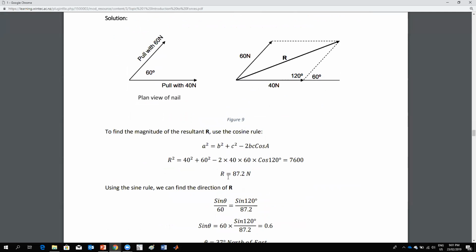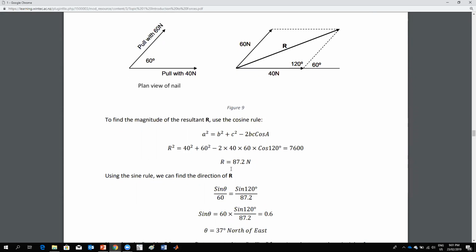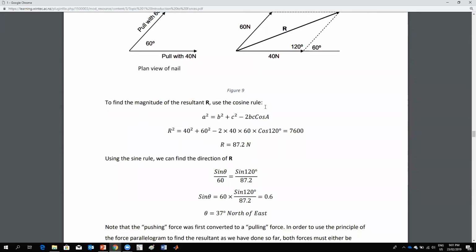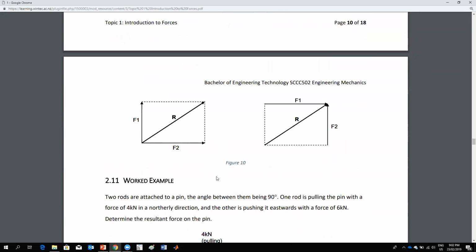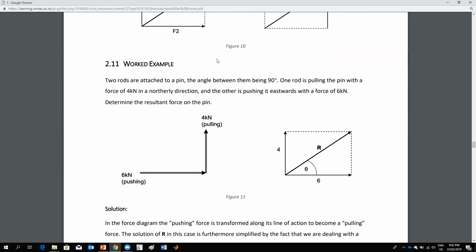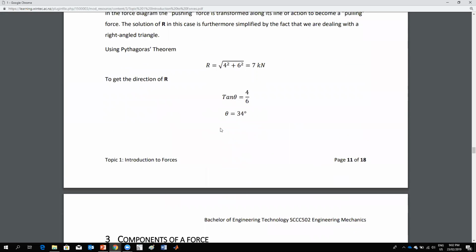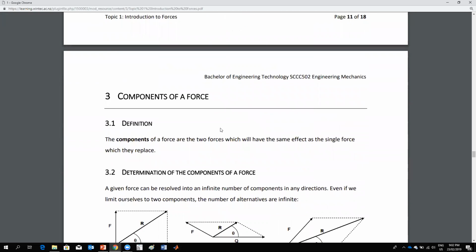Using the cosine rule, straightforward, we can find the value of R, and using the sine rule, you can find the angle of the resultant force R, which we found in class. Also, there are other worked examples. I strongly recommend that you try them before attempting the quizzes.